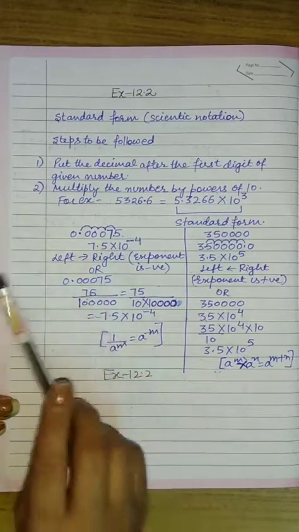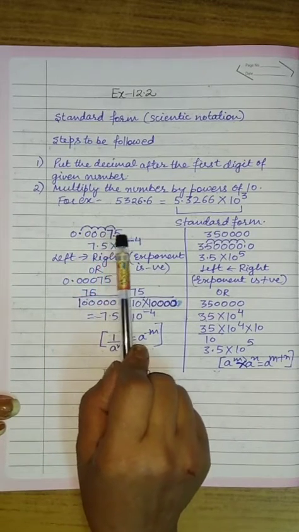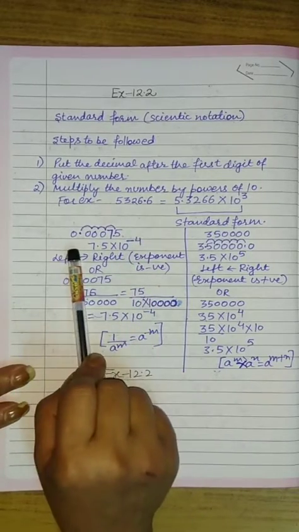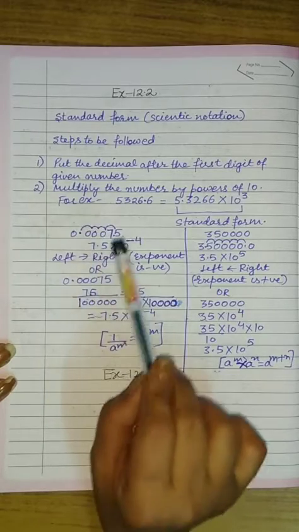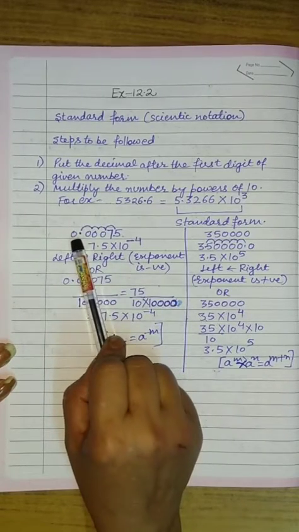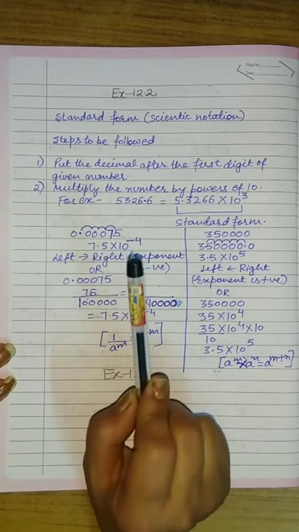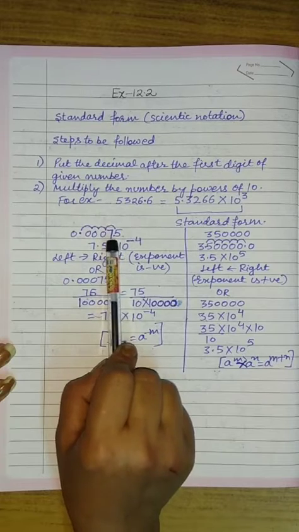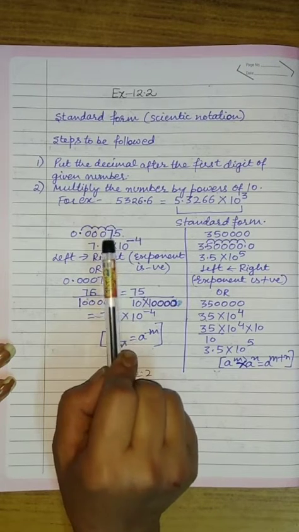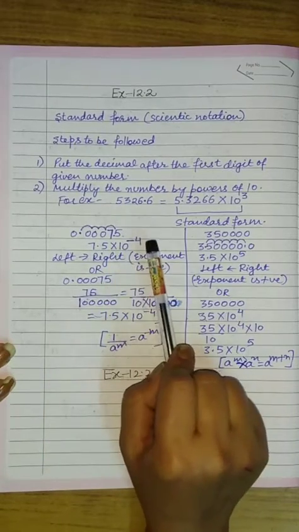For example, I have this number 0.00075. Now I want to shift the decimal after 7. So how many places will I move the decimal? See, 1, 2, 3, 4. After moving the decimal 4 times, the decimal is shifted to after the first digit, that is 7. So I will write it as 7.5 into 10 raised to power minus 4.